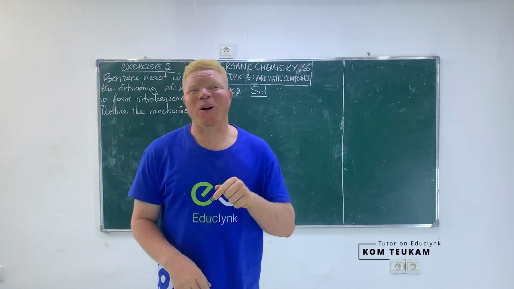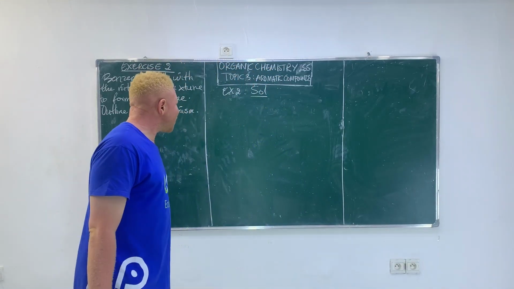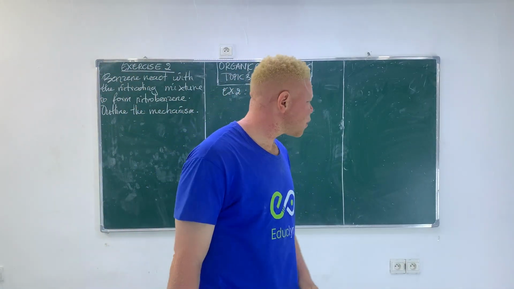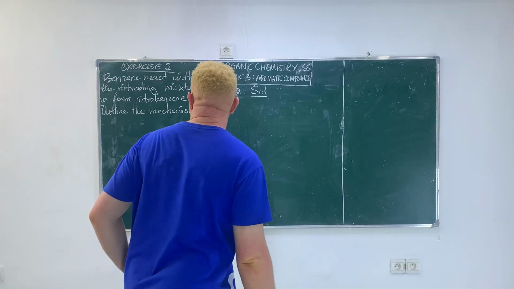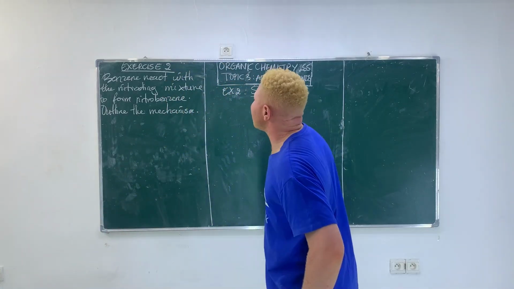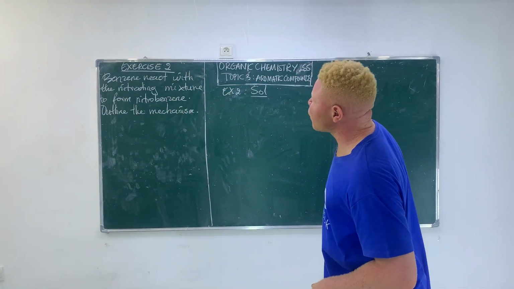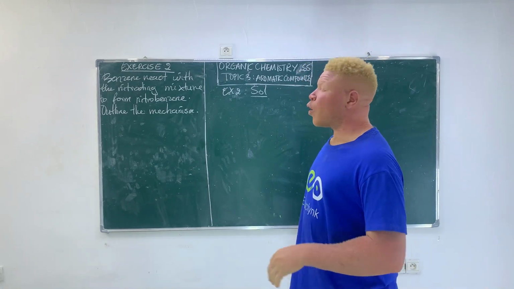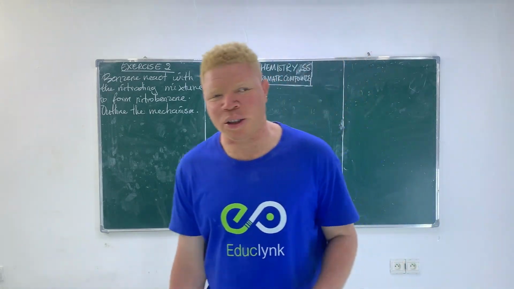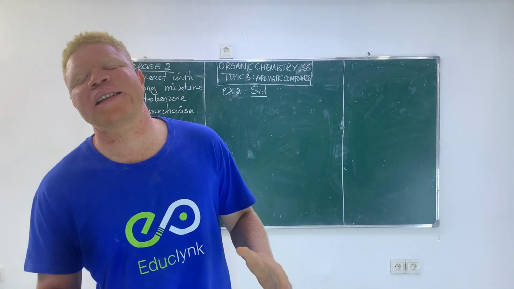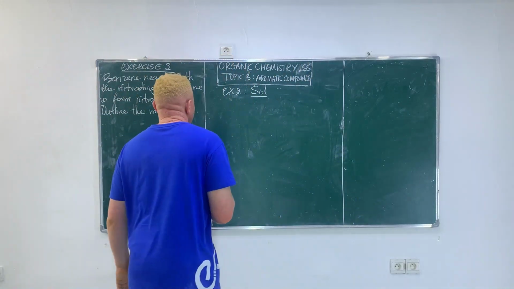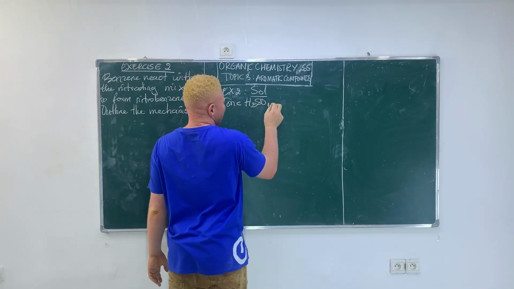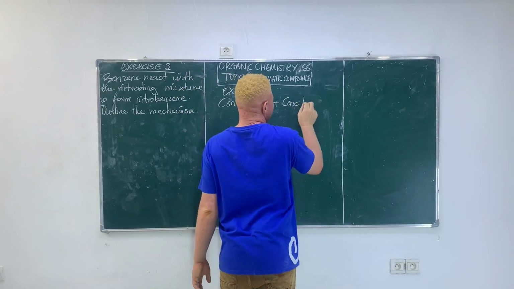So, on the board now we have exercise 2 for topic 2, the aromatic compounds. What does this exercise 2 say? Benzene reacts with the nitrating mixture to form nitrobenzene. Outline the mechanism. What is, first of all, a nitrating mixture? The nitrating mixture consists of two acids: concentrated sulfuric acid and concentrated nitric acid.